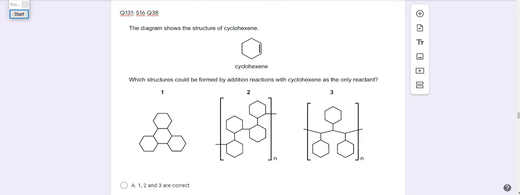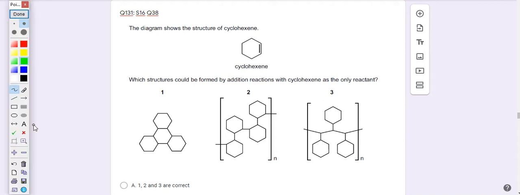Chapter 15, question 131. It is about addition reactions with cyclohexene. Cyclohexene is an alkene, so these reactions include polymerization also. I want to draw a very simple polymerization of alkene. I'm going to use ethene as an example. C2H4 looks like this.